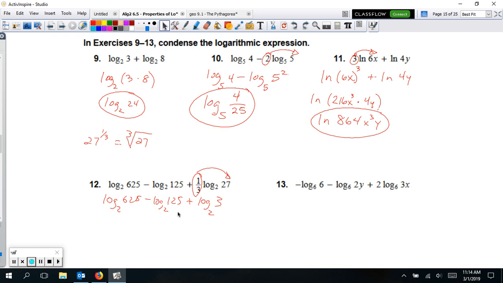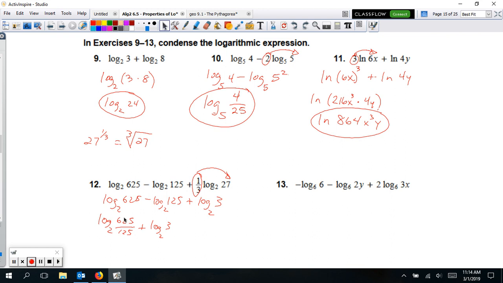Now we can go across, left to right, and just start to put these together. Subtraction will become a fraction. So starting with these first two, you would just do it left to right. It's not that addition is always going to come before subtraction. It goes left to right, just like order of operations does as well. So 625 over 125, we can simplify those numbers. And then we're going to put our plus this log base 2 of 3 next to it right now.